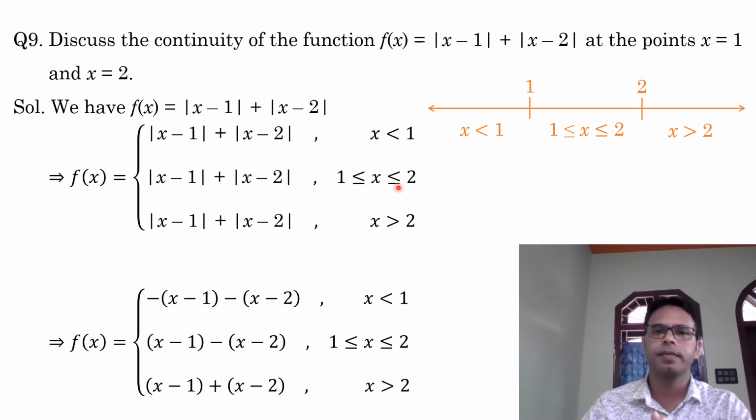Now come here, second line 2. This time you are to take the points which are greater than 1 and less than 2: a bigger number than 1 and a smaller number than 2.